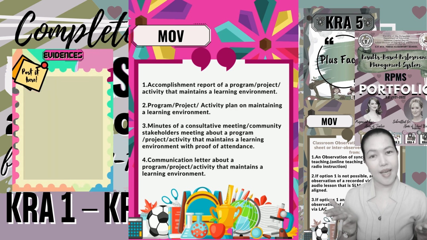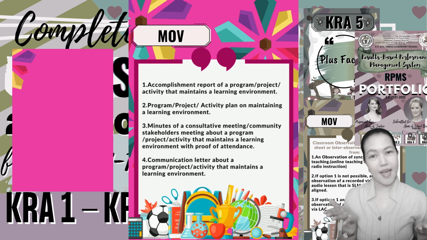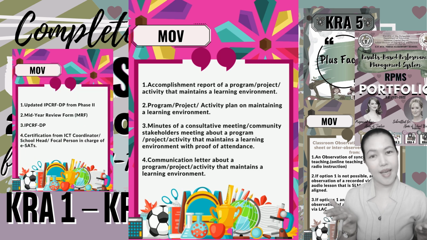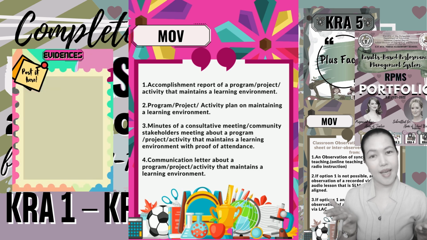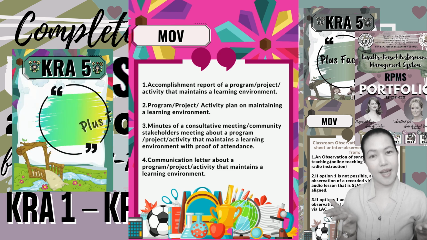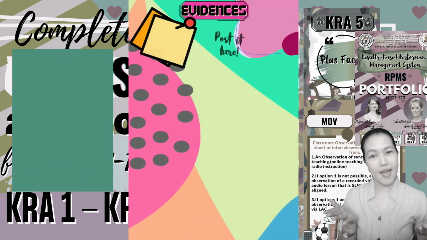Number 3, minutes of a consultative meeting, community stakeholders meeting about the program or project activity that maintains a learning environment with proof of attendance. And number 4, communication letter about a program, project, activity that maintains a learning environment. And you can post now your evidences.